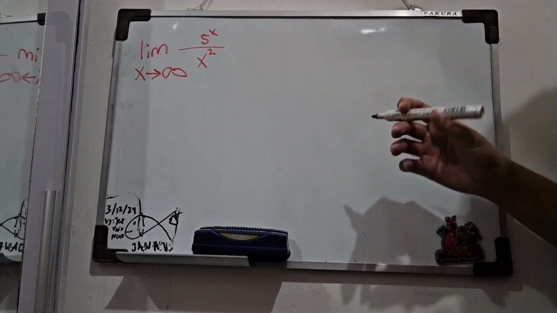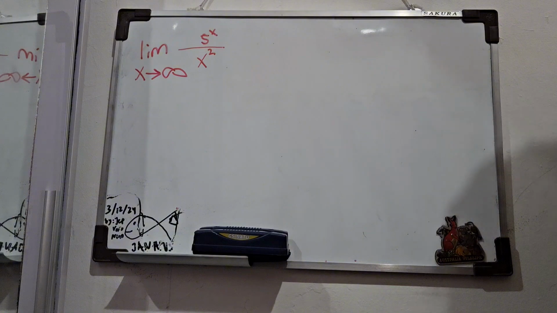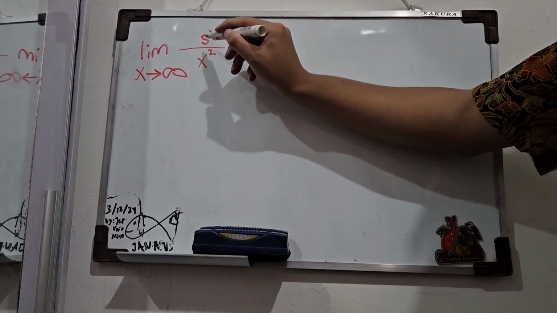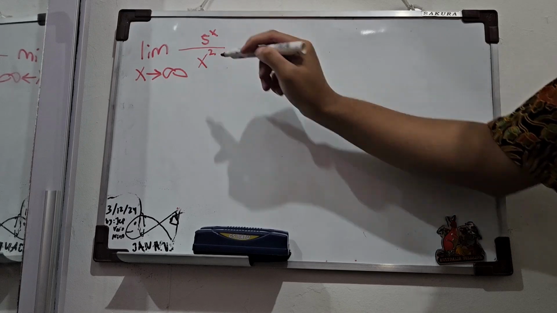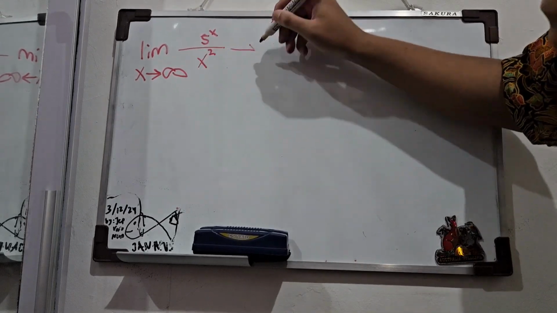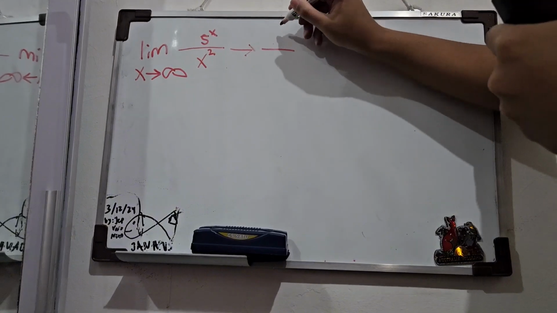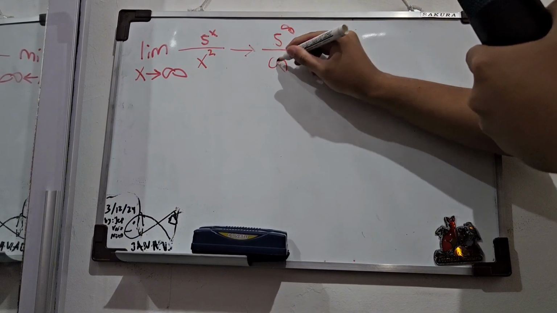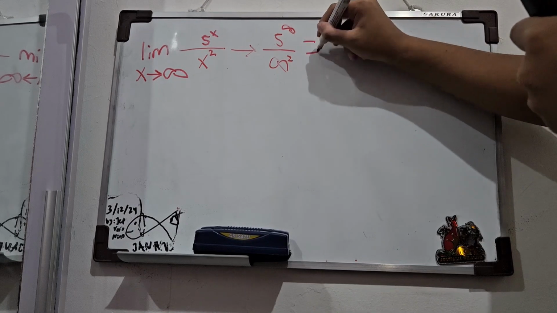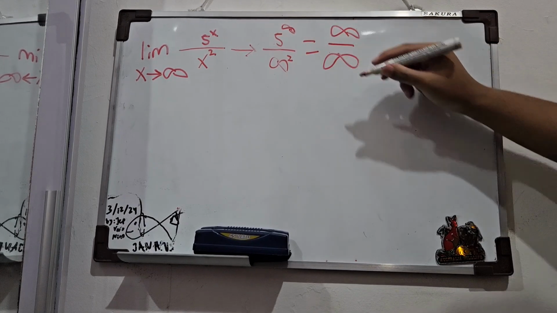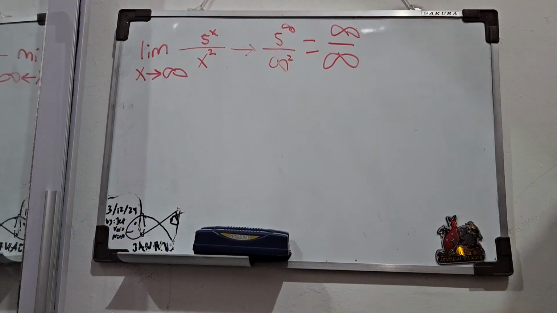Okay, for our first example, let's start off simple. We have the limit as x approaches infinity of 5 to the power of x divided by x squared. If we were to just substitute infinity in, it would become 5 to the power of infinity divided by infinity squared, which would become infinity divided by infinity, which is indeterminate.